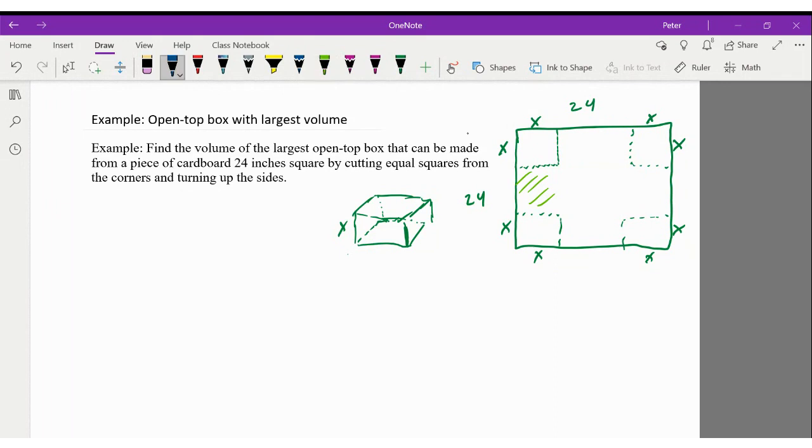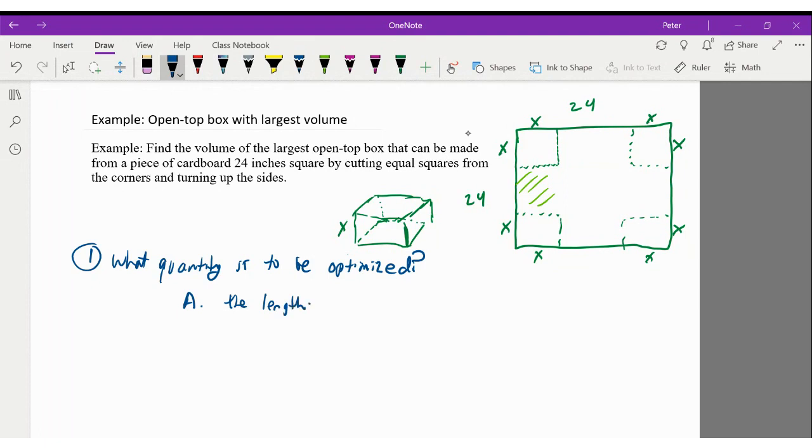Okay, so first of all, you want to answer the question, what quantity is to be optimized? And actually, this is a good place where I can do sort of a poll and say A, length x, or B, volume of the box. All right. Since I don't know how to use the poll feature on here, let's say, just post your comments and say either A or B.